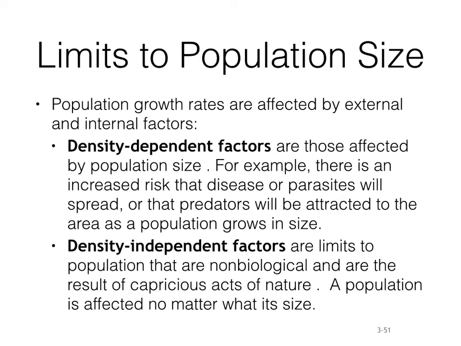Population growth rates are affected by external and internal factors. External factors are habitat quality, food availability, and interactions with other organisms. As populations grow, food becomes scarcer and competition for resources becomes more intense. With a larger population, there is an increased risk that disease or parasites will spread or that predators will be attracted to the area. Some organisms become physiologically stressed when conditions are crowded, but other internal factors like maturity, body size, and hormonal status may cause them to reduce their reproductive output.